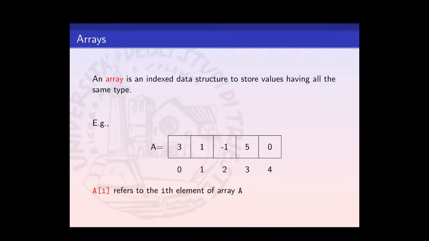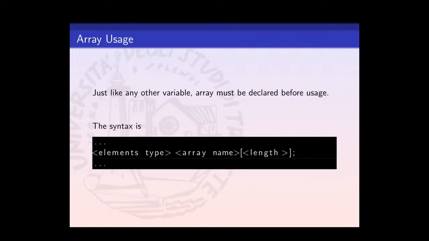Well, depending on the programming language, the index may start from 1 or 0. For instance, I think in Pascal and Delphi, the index starts from 1 instead of 0. However, this is a minor issue. You may understand what's going on in any case. Okay. Now, how can we use it?